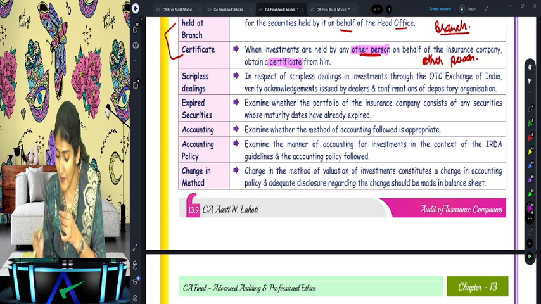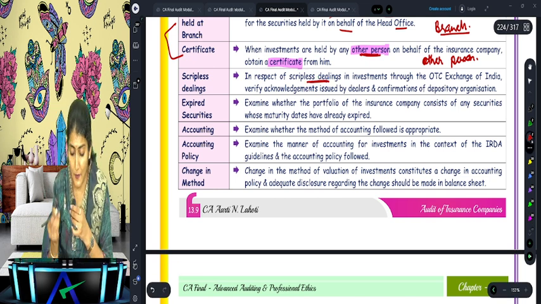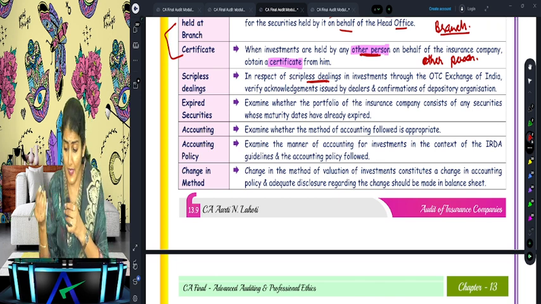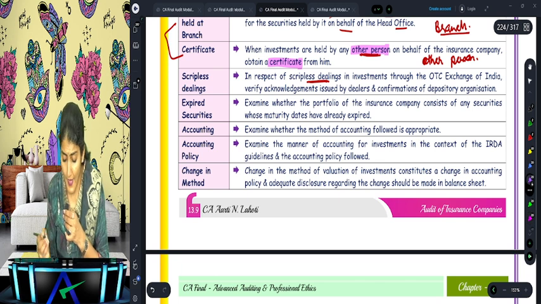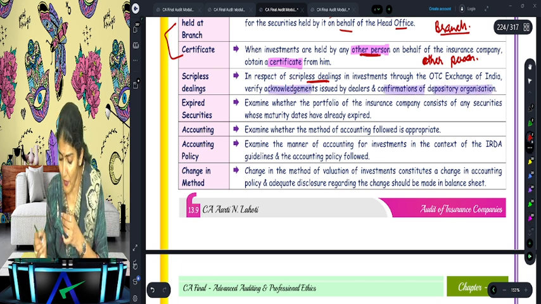Certificate. Then what does it say? In case the investments are done in scripless dealing. Scripless dealing means what? The demat form, not the physical format. Then in that case, what can you do? Acknowledgements can be obtained from the acknowledgements issued by the dealers and the confirmations of the depository organization.